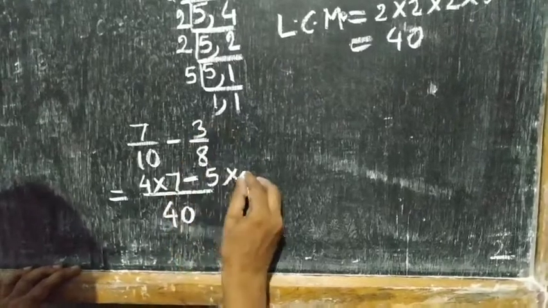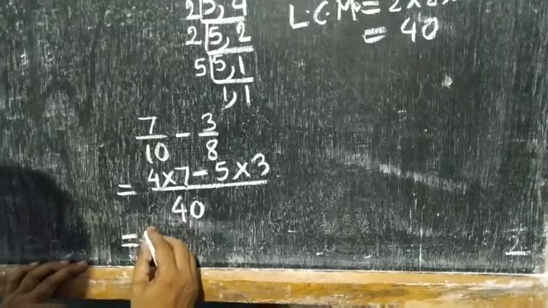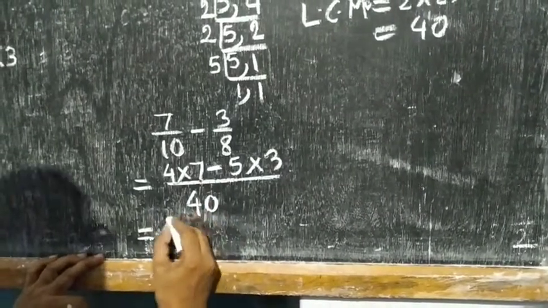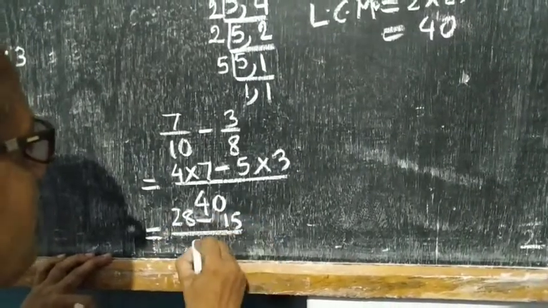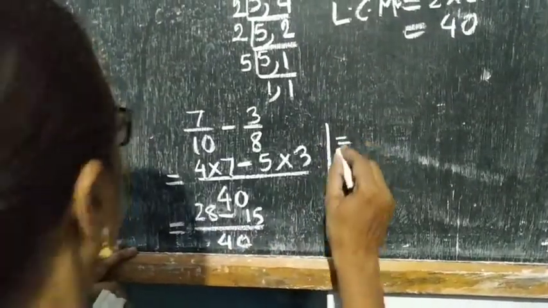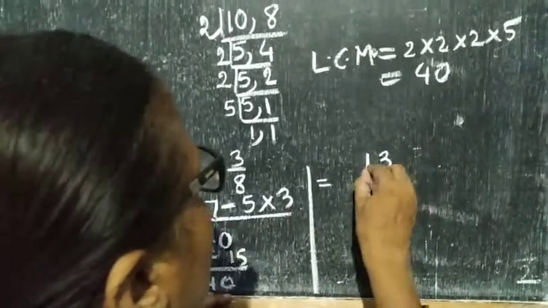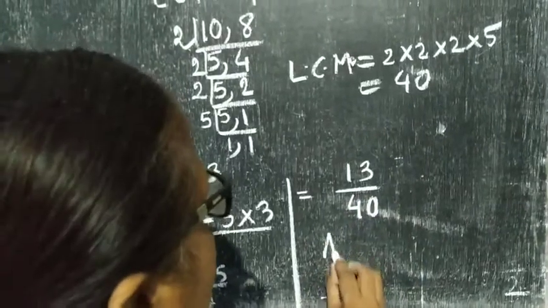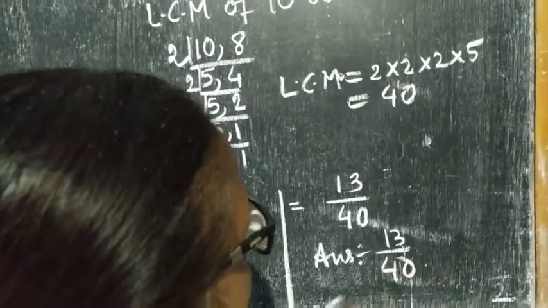So 7 fours are 28. Minus 5 threes are 15 by 40. Now children, so 28 minus 15. So 8 minus 5, 3. 2 minus 1, 1. So 13 by 40. So the answer is 13 by 40.